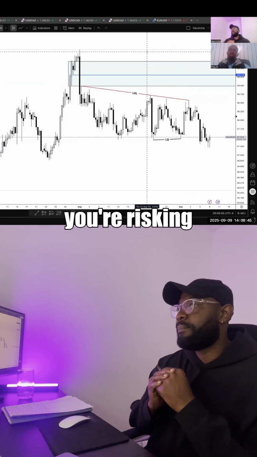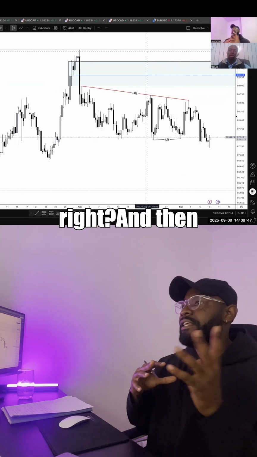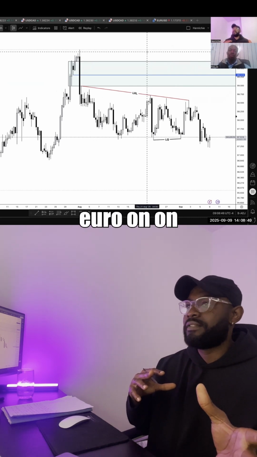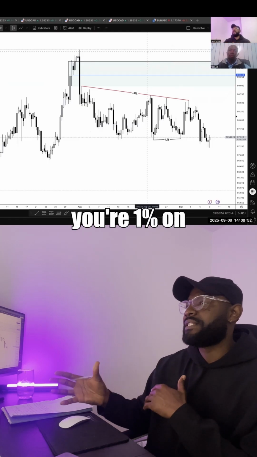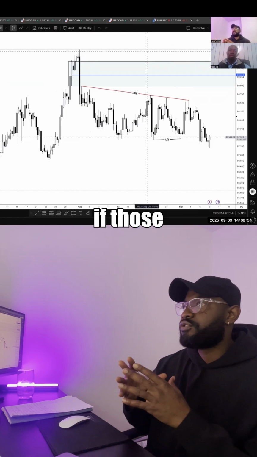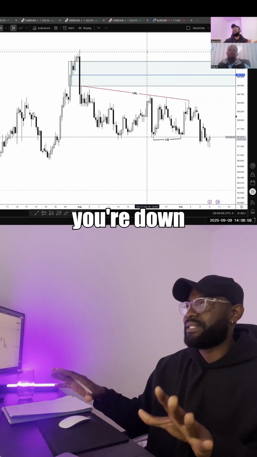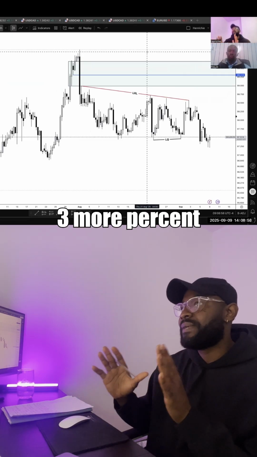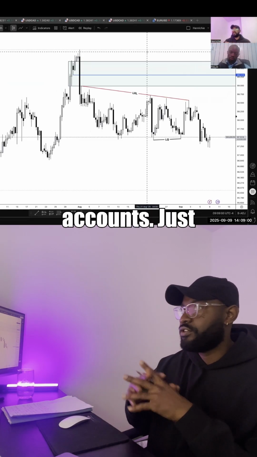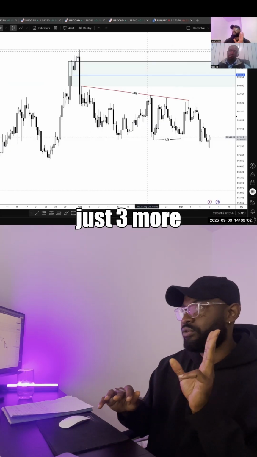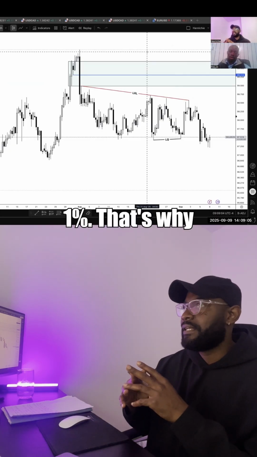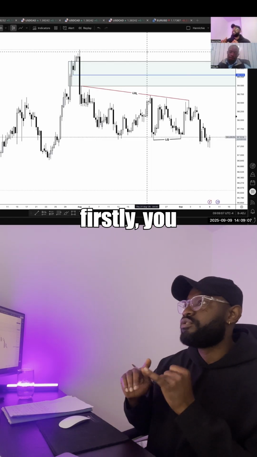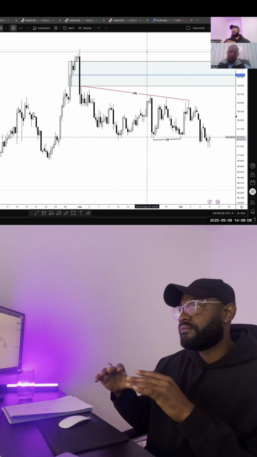Let's say, for example, you're risking 1% per trade, right? And then you're on 1% on Euro, sells or buys, and then you're on 1% on USD CAD. Now, if both trades hit your stop, you are down 2%. That means 3% more and you've blown your funded account. Just 3% more. And that's just three more trades, risking 1%. That's why, firstly, you need to reduce your risk.